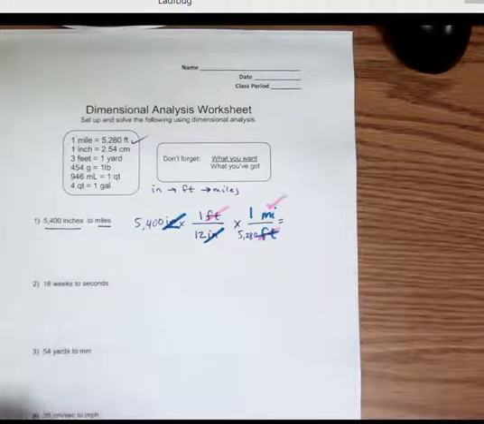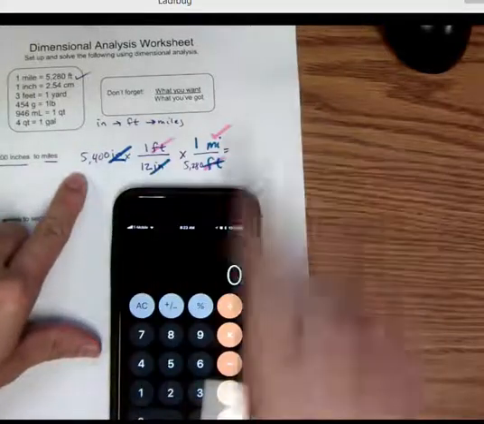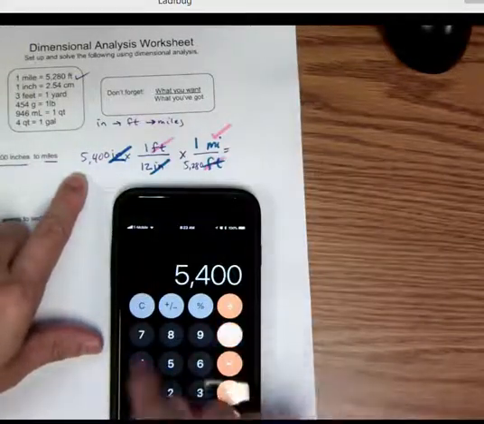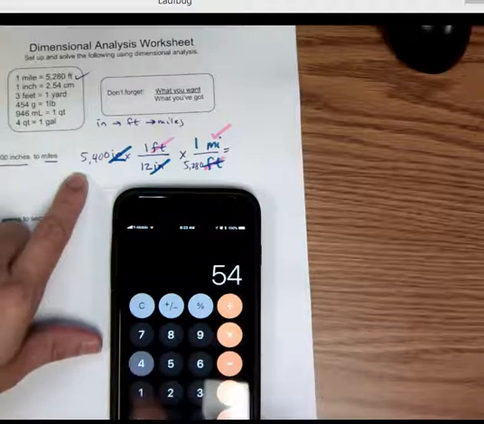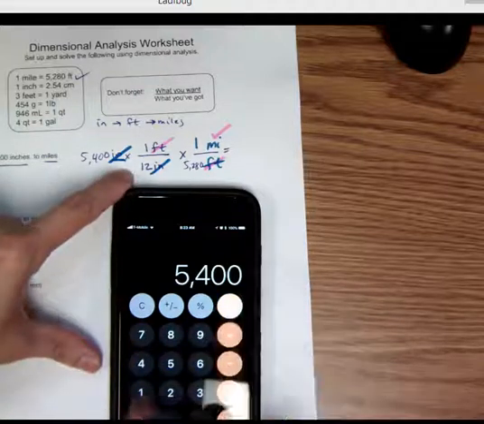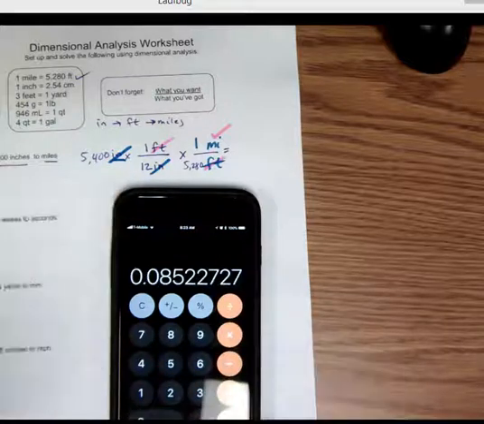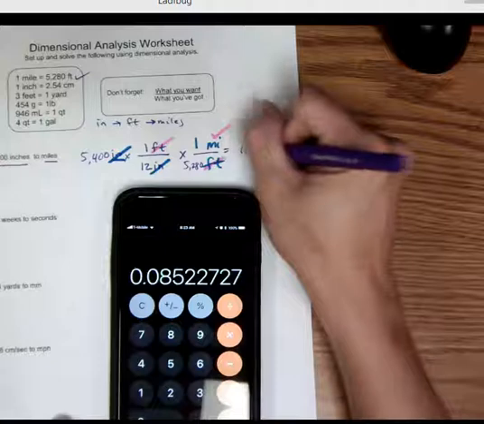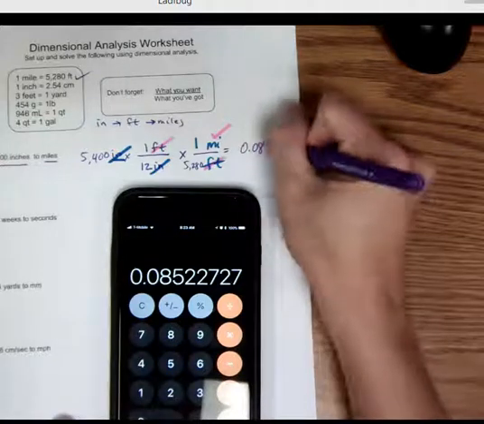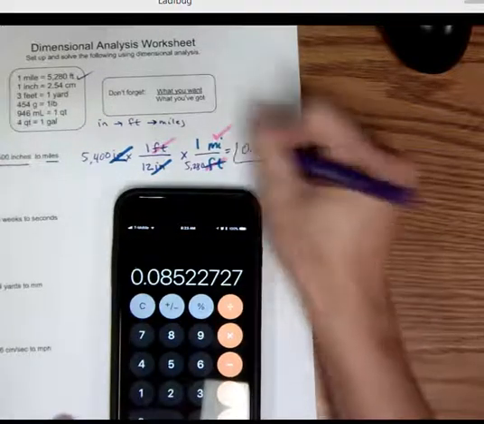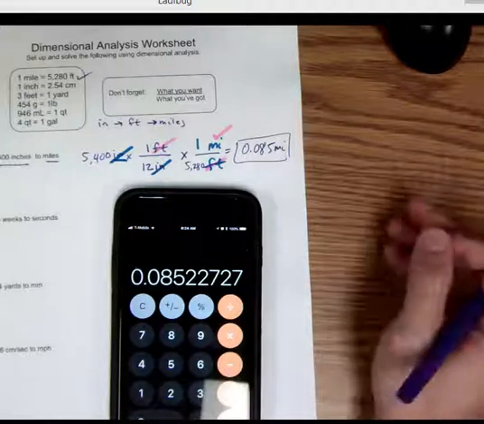So let us see. You multiply everything on top: 5400 times 1 times 1, which doesn't change anything, so 5400. Divide by the bottom: divide by 12, divide by 5280, and we get 0.085 miles. And that's how you do that.